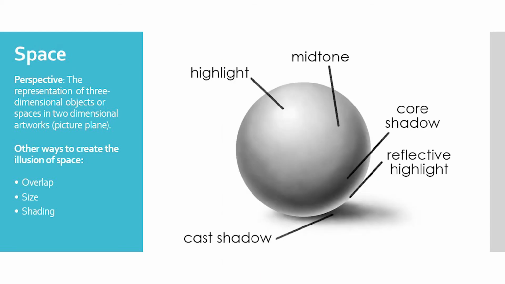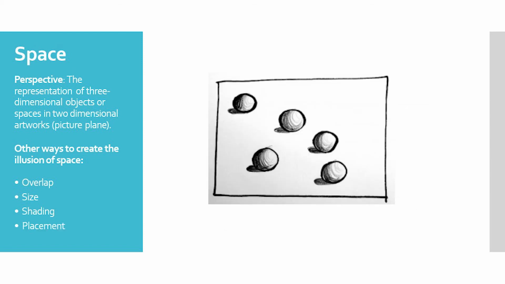Another way to do it is using shading. When you add shading, you have to decide what the light source is going to be, where the light source is going to be coming from, so that you know where to put the highlights and shadows and midtones and all that stuff. Another method is placement. So let's take, for example, these spheres. They're all roughly the same size, but the ones toward the top seem farther away.